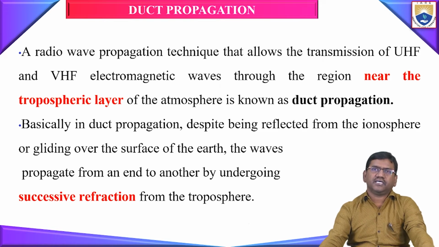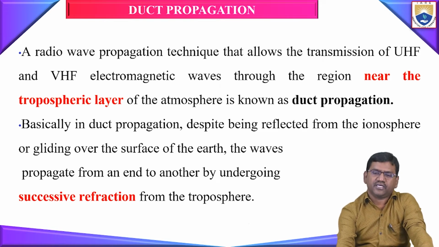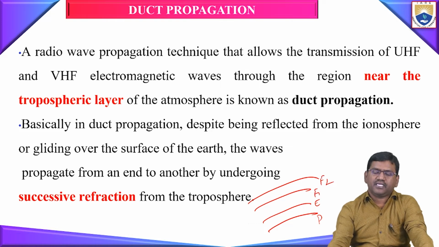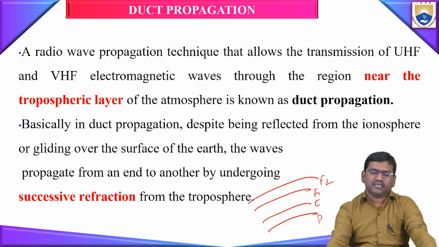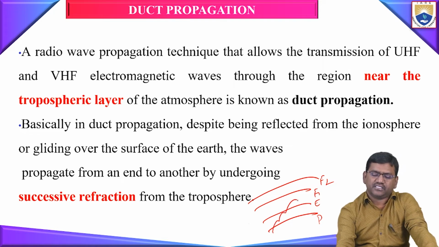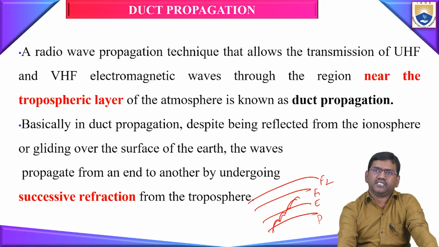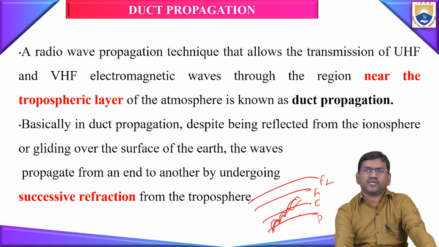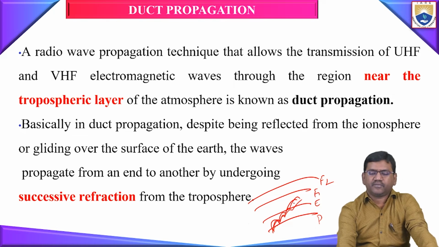As we know, there are different layers in the atmosphere: D layer, E layer, F1 layer and F2 layer. When we send a signal into the atmosphere, this wave will penetrate any of these layers. At each layer, refraction is going to take place. That means successive refraction from the troposphere is possible in space wave propagation.